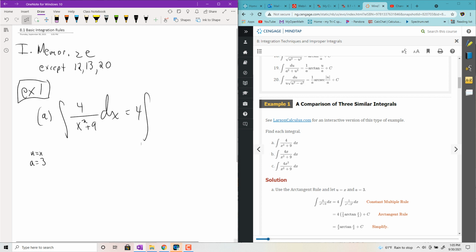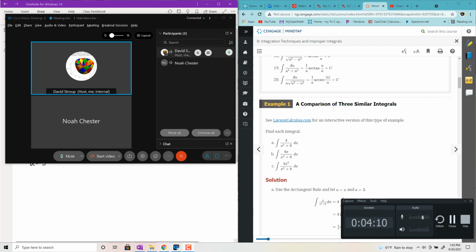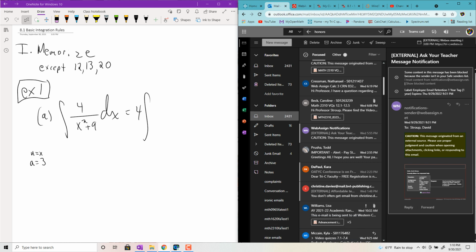So let's go ahead and factor out, oops. Oh, hold on. Right. Sorry about that. Okay, so I factored out the 4, and so I have the basic form. I'm not going to rewrite it in terms of u. That's kind of silly. So you have x squared plus a squared. If you want to write 3 squared, that's fine, but I'm just going to write 9.